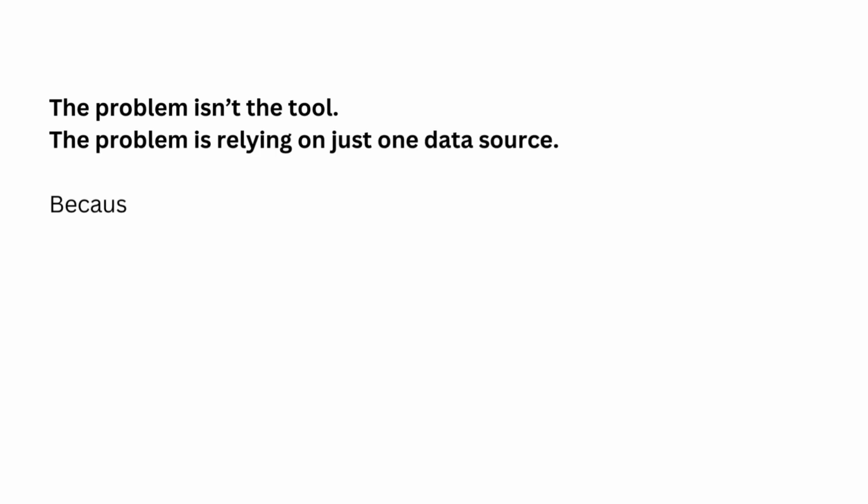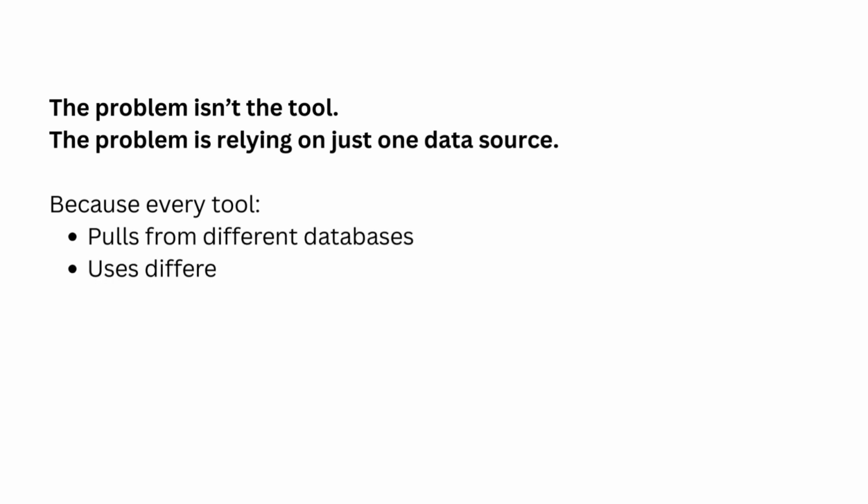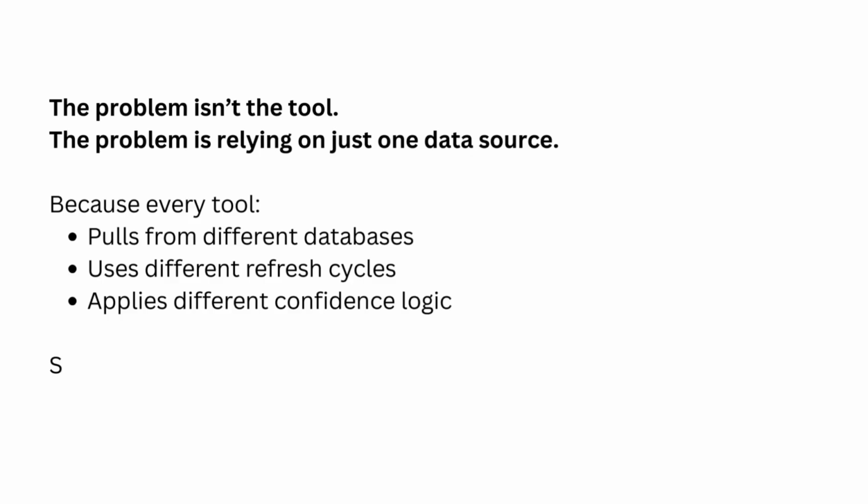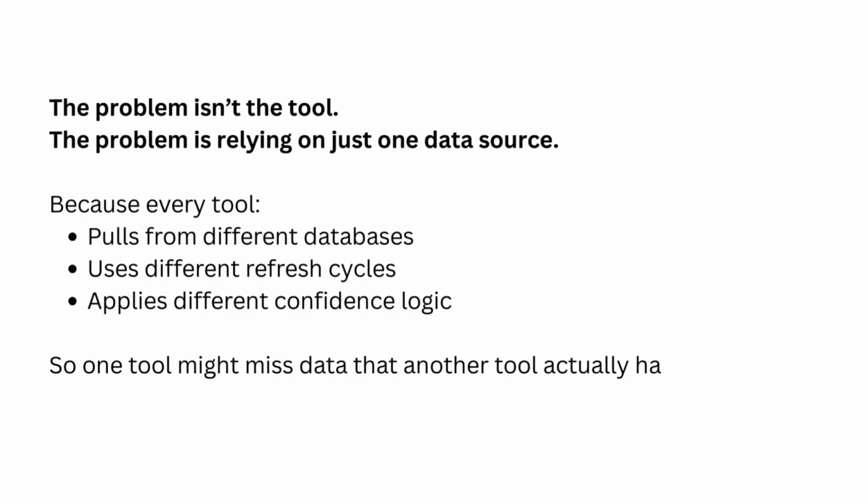Because what happens is every tool pulls the data from different databases or different sources. They have different refresh cycles of collecting these data, scraping these data. And they apply different logics and algorithms to get that final, validated data. So even if one tool might miss the data, there will be another tool that might actually have that data. So how do we solve this? How do we ensure that we are able to access multiple data sources to get the right data that we are looking for? So this is where Clay's waterfall enrichment comes into the picture.